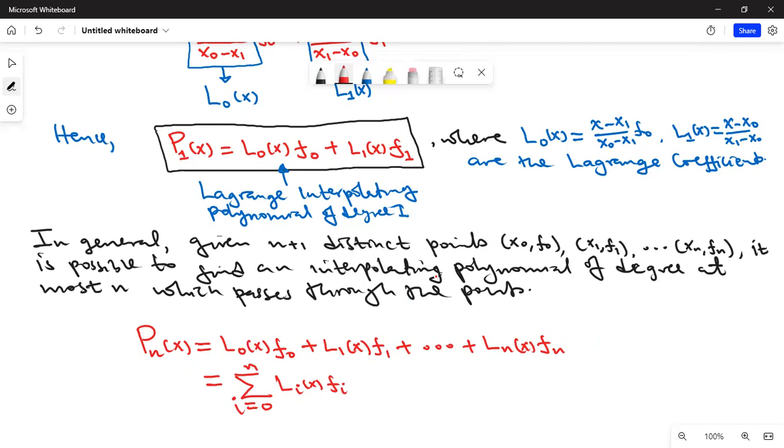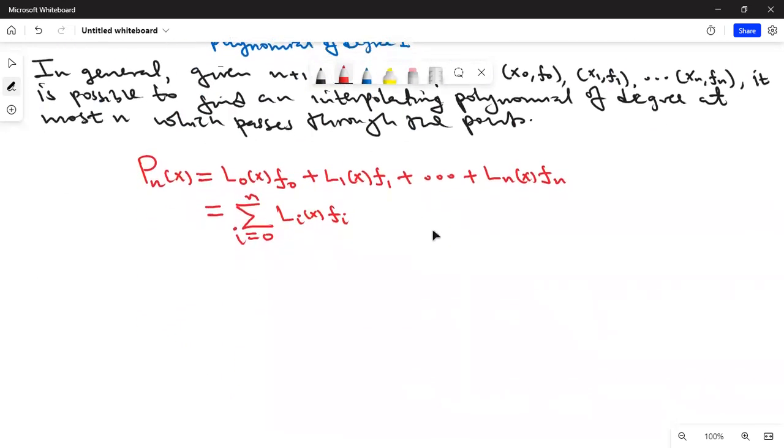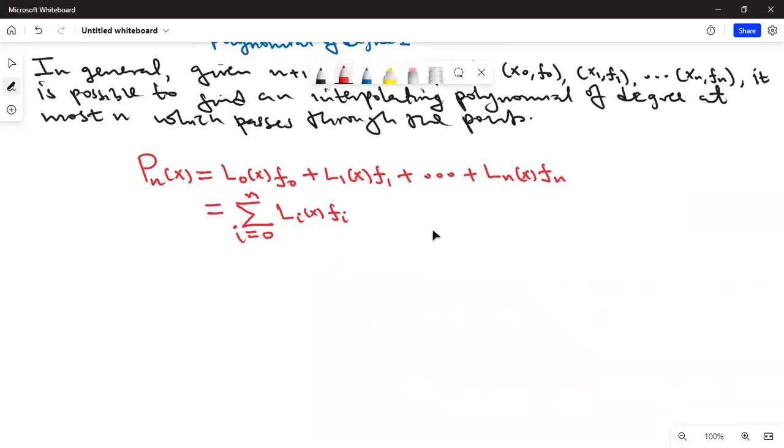Now, let me explain what we mean by Li of x in this definition, and also fi. So we said where, when we write fi, it means f of xi. That's what we mean.